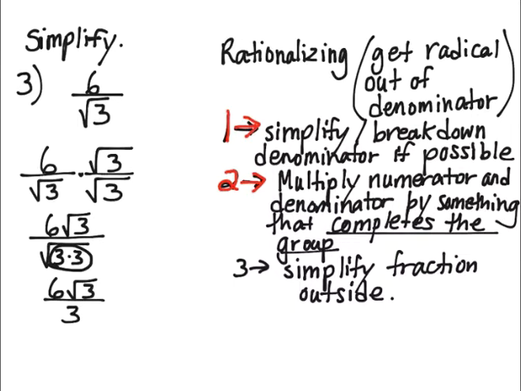And then our last step is to simplify the outside fraction if possible. And by outside fraction here, we're talking about the 6 over 3. So since 6 over 3 simplifies into 2, your final answer is going to be 2 root 3. Notice I did not touch the inside radical, I just simplified those outside numbers.